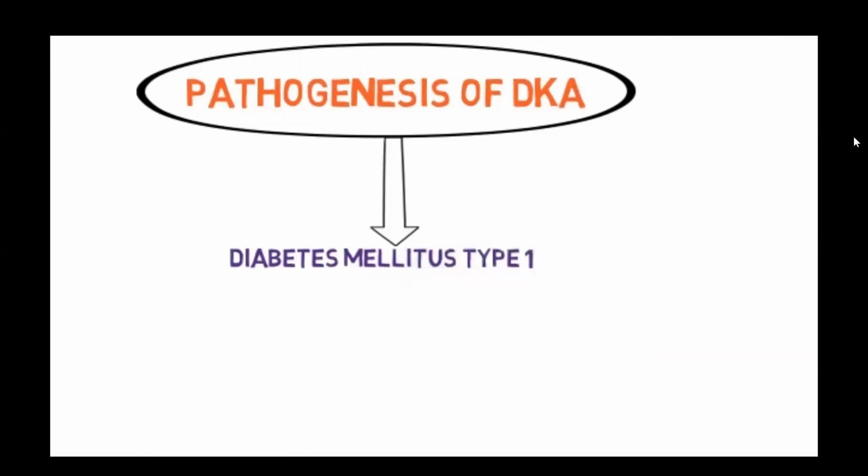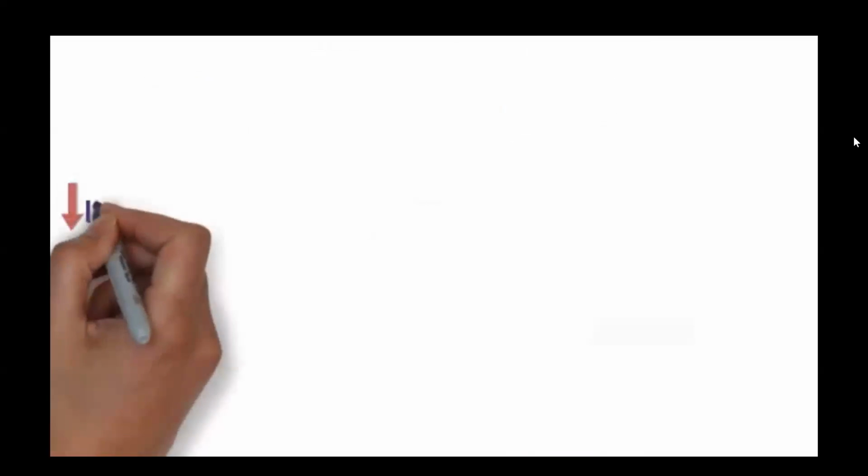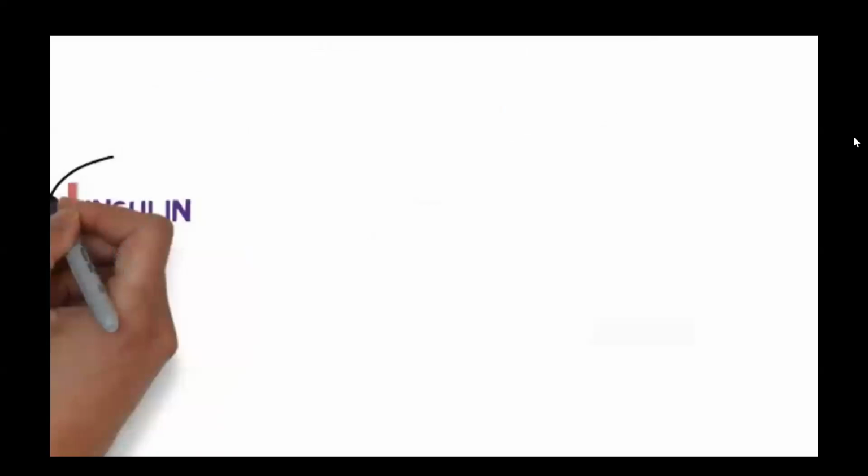See, diabetic ketoacidosis is a medical emergency which is associated with type 1 diabetes. In the case of type 1 diabetes, there is absent or very low levels of insulin. This decrease or absence of insulin is the main culprit behind the disease.